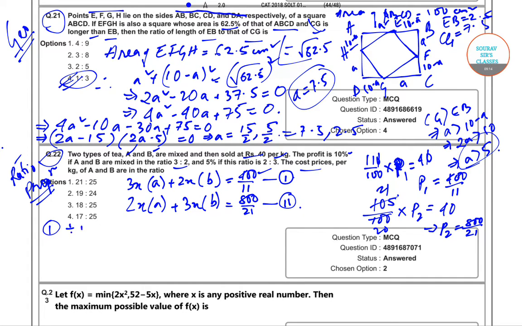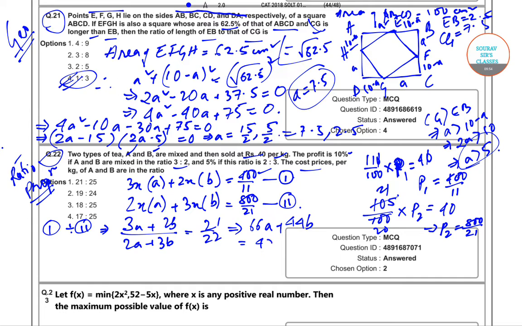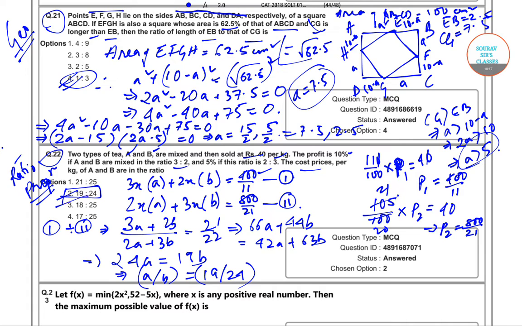So therefore equation 1 divided by equation 2 will give us 3a plus 2b divided by 2a plus 3b equal to 400 by 11 into 21 by 800, which means 400 by 800 is 1 by 2, into 21 by 11. So we have 21 by 22 over here. If we cross multiply, this will be 66a plus 44b equal to 42a plus 63b. This will give us 24a equal to 19b, and that implies a by b, which is the ratio of the cost prices of type A and type B, is 19 by 24. So the required ratio is given by option 2 over here, 19 is to 24.